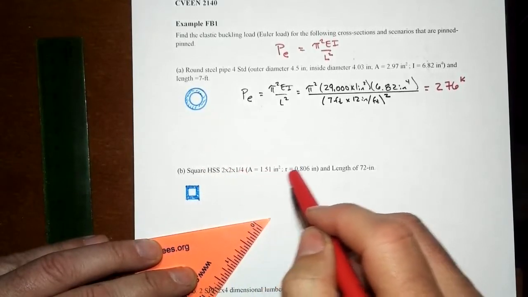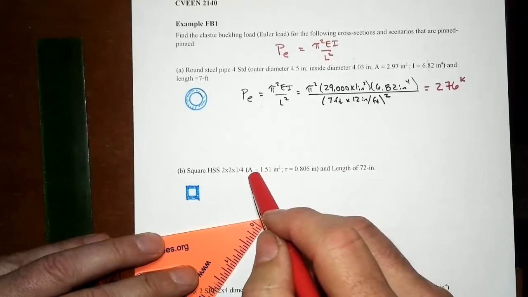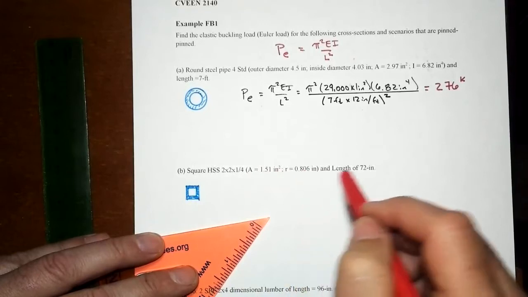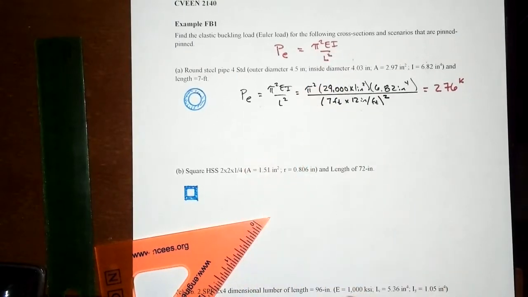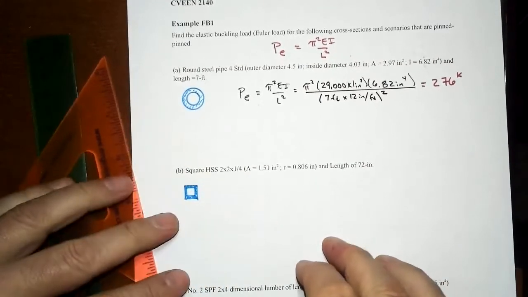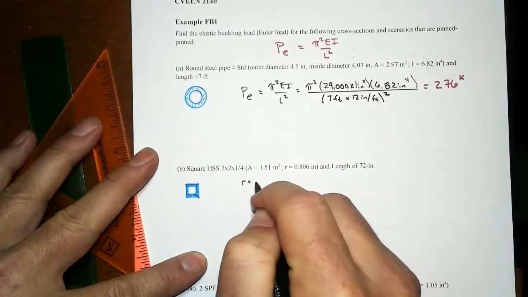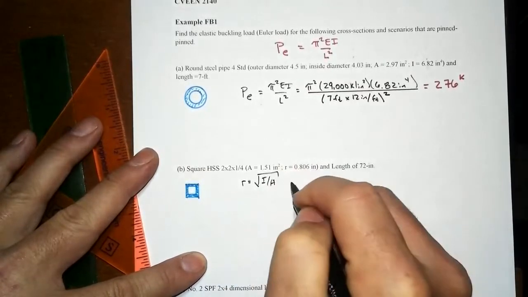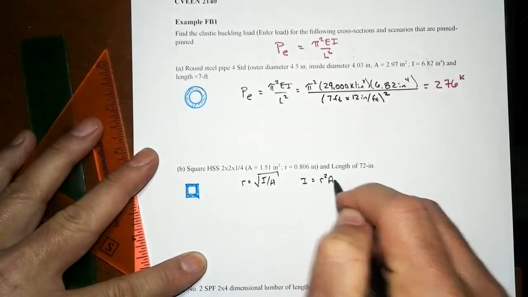You could calculate the area and the second moment of area, but we've already been given some of those geometric properties. The area equals 1.51 square inches, the radius of gyration is 0.806, and our length is 72 inches. Now our basic model is P sub E equals pi squared EI over L squared, and we don't see R in that expression, but that's where you're supposed to remember that the radius of gyration is equal to the square root of I over A. So that means, of course, that I is equal to R squared times A.